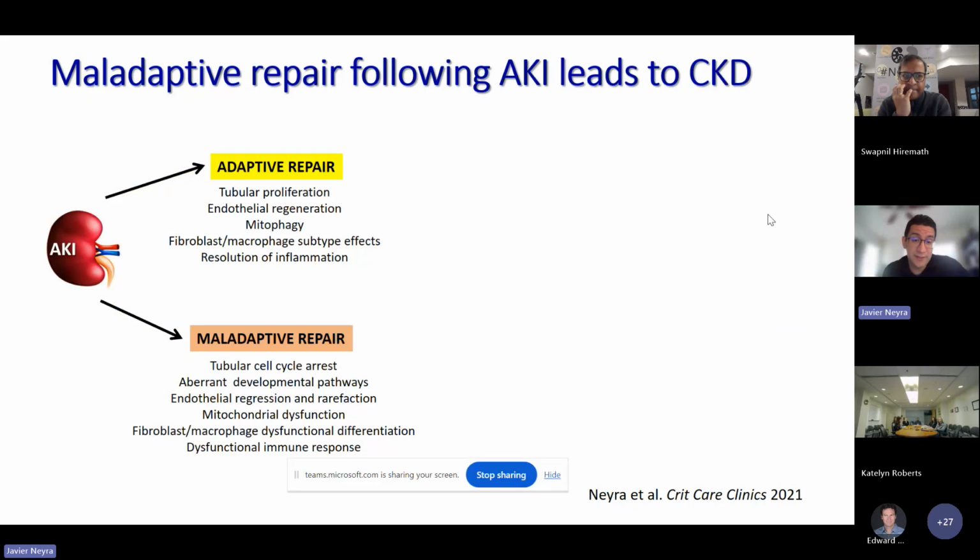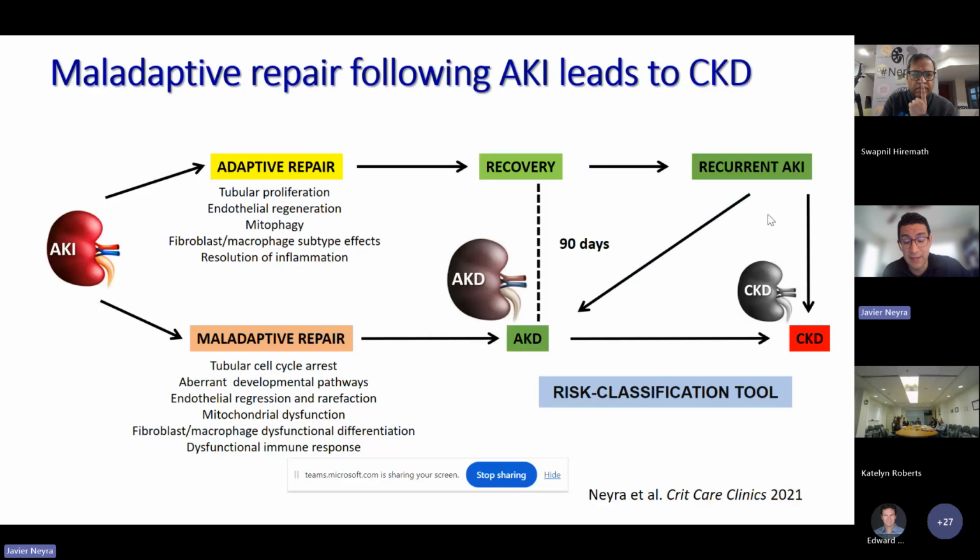Now, the kidney after injury needs to repair, and as you recognize, there is an adaptive repair that at multiple levels affects the tubular proliferation, endothelial regeneration, mitophagy, the switch between cells, particularly fibroblasts, macrophages, and resolution of inflammation. When this process is affected at any level, what we call maladaptive repair happens. So a consequence of this is that some patients will recover and some patients will recover partially.